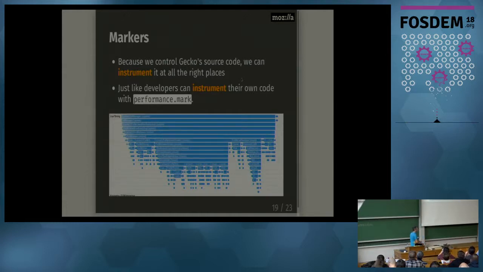Markers are something interesting, too. As I explained earlier, Gecko Profiler is a sampling profiler, but the markers help overcome the limitations of this, because you will instrument your own code. In Gecko, we do that in C++, of course, but you can do it in your JavaScript code with performance.mark and performance.measure, and we'll see that in the profiler.